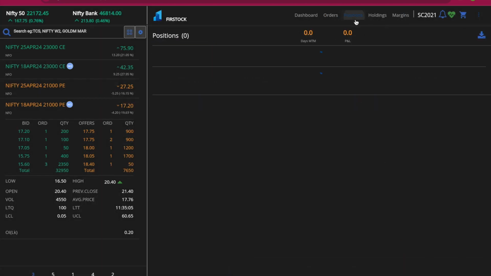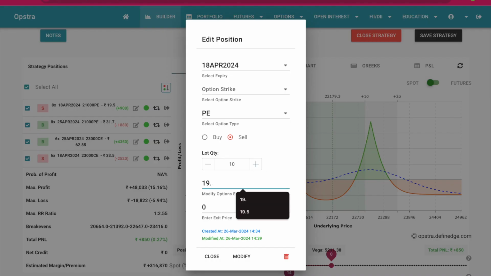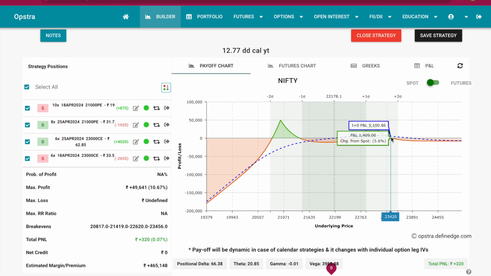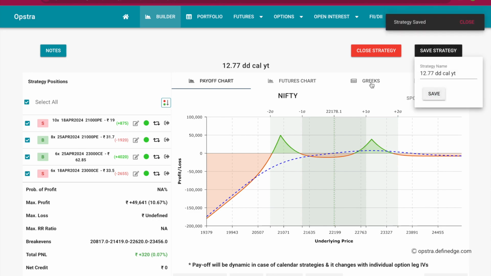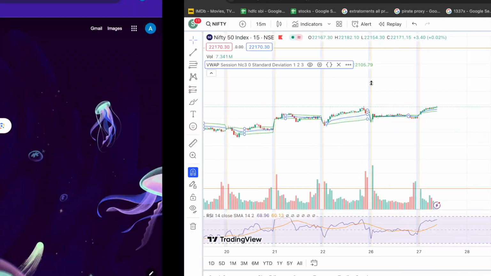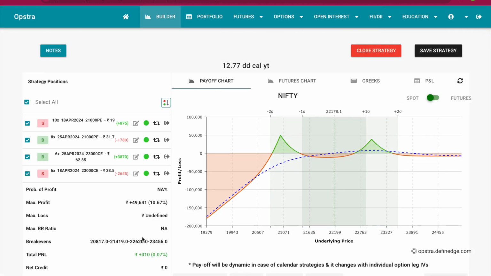Okay, margins are reduced and we have 19.04. Will be reduced to 19. So here is the thing. Okay, we save the strategy. India VIX of 12.77. That's fine. That's the same thing. So overall, what we have done, we've brought down this lower break even.